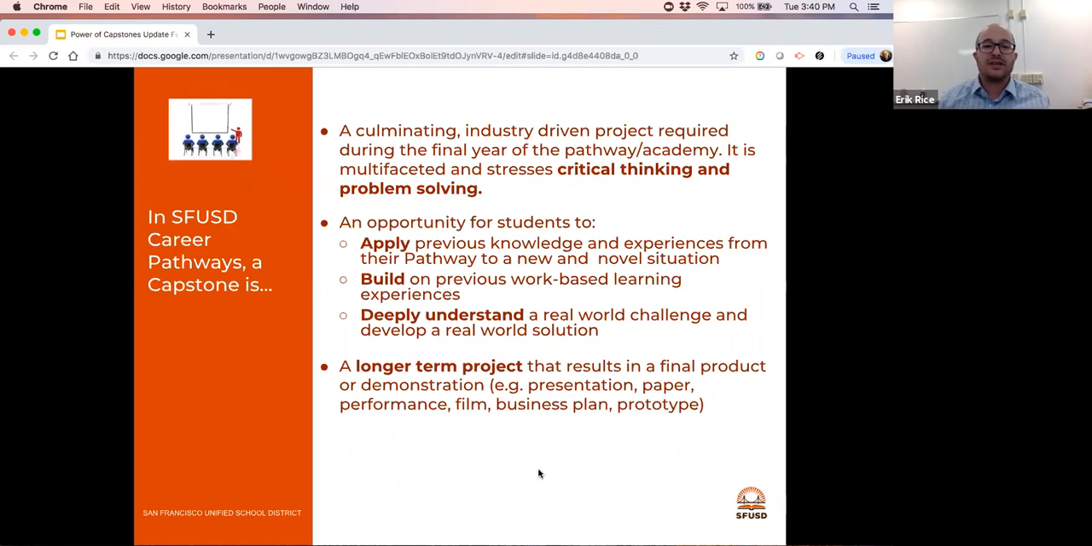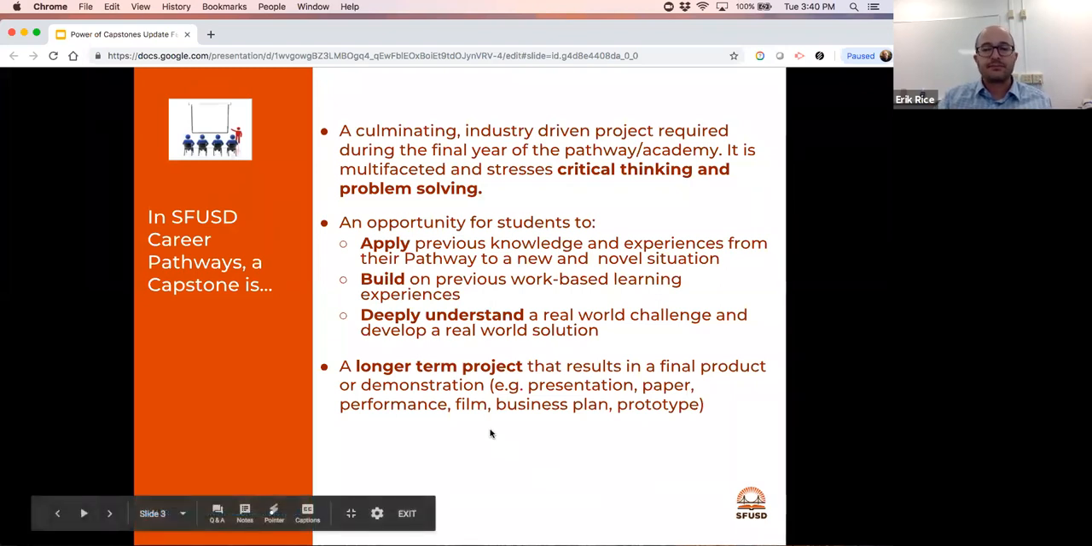And lastly, we see it as a longer-term project. We don't want this being something that's just at the end of the year that gets thrown out there for the last week, but really is something that students are deeply going through over the course of several months. It doesn't necessarily mean they're working on it every day for several months, but it really has that longer-term sustained focus.